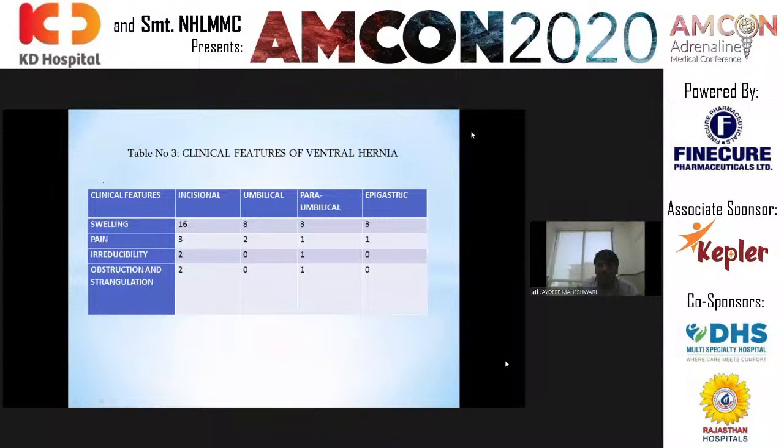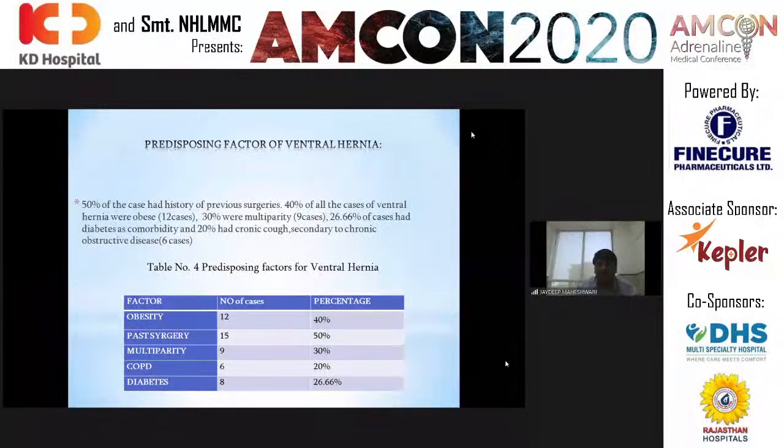This chart shows the clinical features of various hernias. Next slide, please. Now, predisposing factors of the ventral hernia. In my study, 50% of the cases had history of previous surgeries, while 40% of the cases were obese and 30% were multiparous, while 26.6% of cases had diabetes as comorbidity and 20% had chronic cough secondary to chronic obstructive pulmonary disease. Next slide, please.